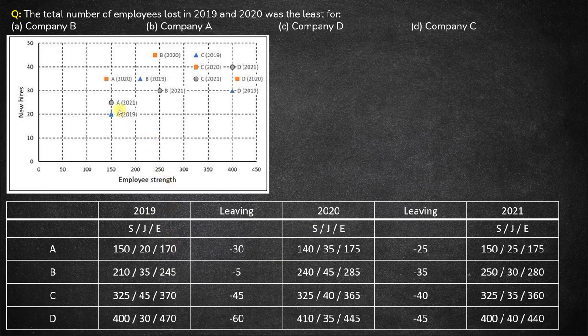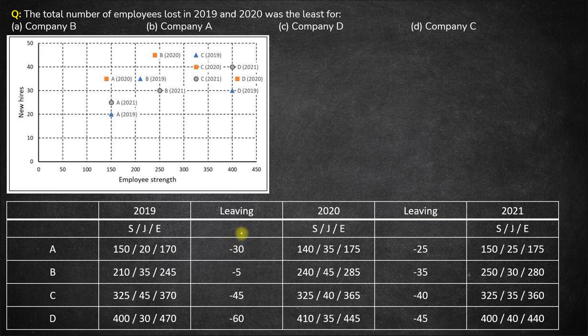So for company A in 2020, the number of employees is approximately 140 at the beginning of 2020, right? So if all 20 joined and no one left, the number of employees here must have been 170, right? And if no one left, there should have been 170 employees at the starting of 2020. But no, there are 140. So what this effectively means is that 170 minus 30 is 140. So 30 employees left in 2019. Okay.